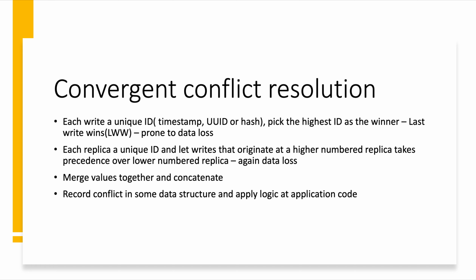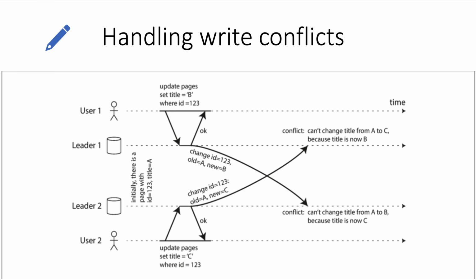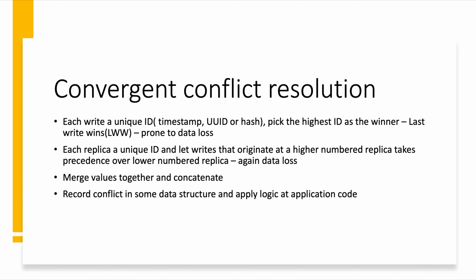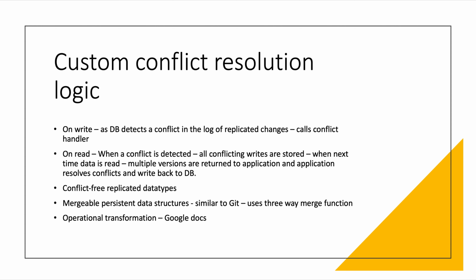The third approach can be to merge the values together somehow using some logic and then concatenate them. So, in the previous examples, our final value can be B hyphen C. And the last approach is recording the conflict in some explicit data structure and then applying the logic in application code to handle those conflicts. So, now let us see how we can use the custom logic to handle the conflict resolution.